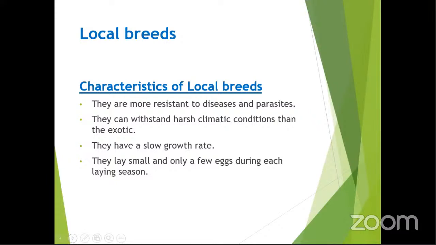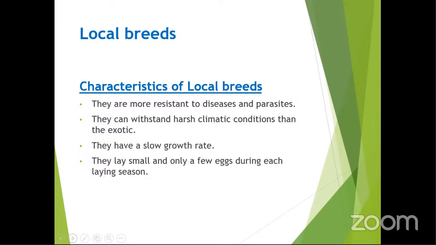So we need to move on and look at the disadvantages. Why is it bad to keep the local breeds of chicken? You can get the disadvantages from these very characteristics. Like when we see this, they are more resistant to disease and parasites. Is it a good reason? It is a good characteristic. They can withstand harsh climatic conditions. Yes, it's good for them to withstand. And then they have a slow growth rate. Is it good for them to grow slowly? No, it's not good. They lay few eggs. Is it good for them to lay few eggs? No, it's not.